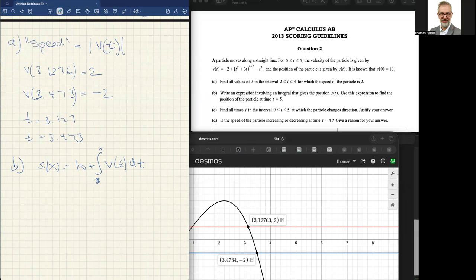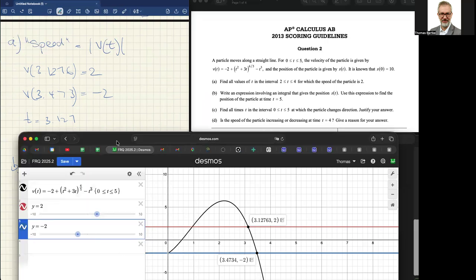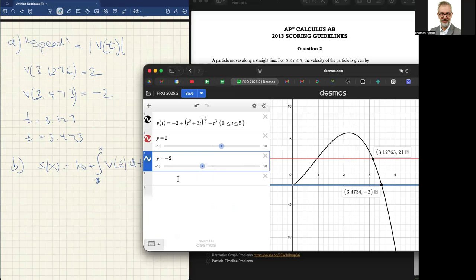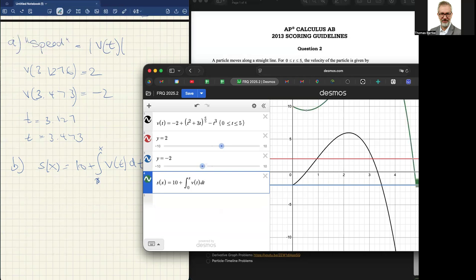Okay, and so now it says, use this expression to find the position of the particle. So you want to write this down in your sheet, and then you can also just type it into Desmos. So you write S of x equals 10 plus the integral from 0 to x of v of t dt, just like that.